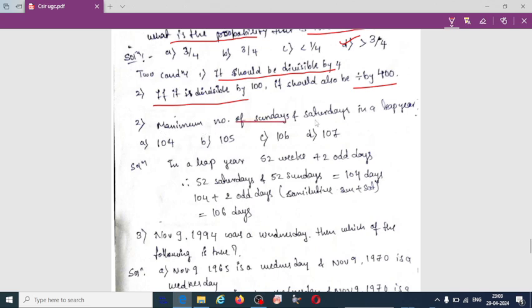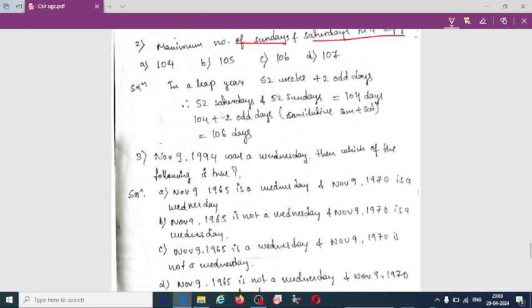Next, the maximum number of Sundays and Saturdays in a leap year. In a leap year there are 52 weeks and 2 odd days. 52 Saturdays plus 52 Sundays, if you add, make 104 days. The leap year has 2 odd days, so 106 days.